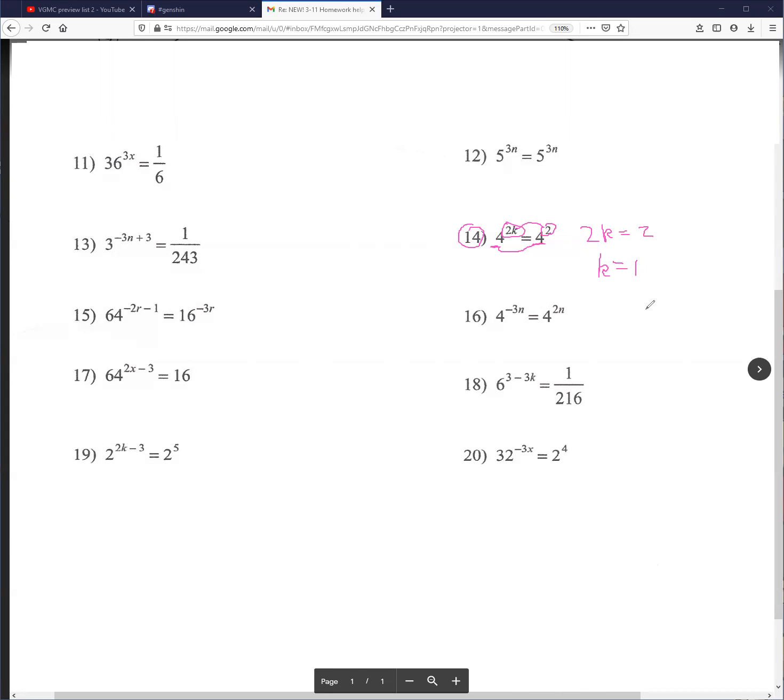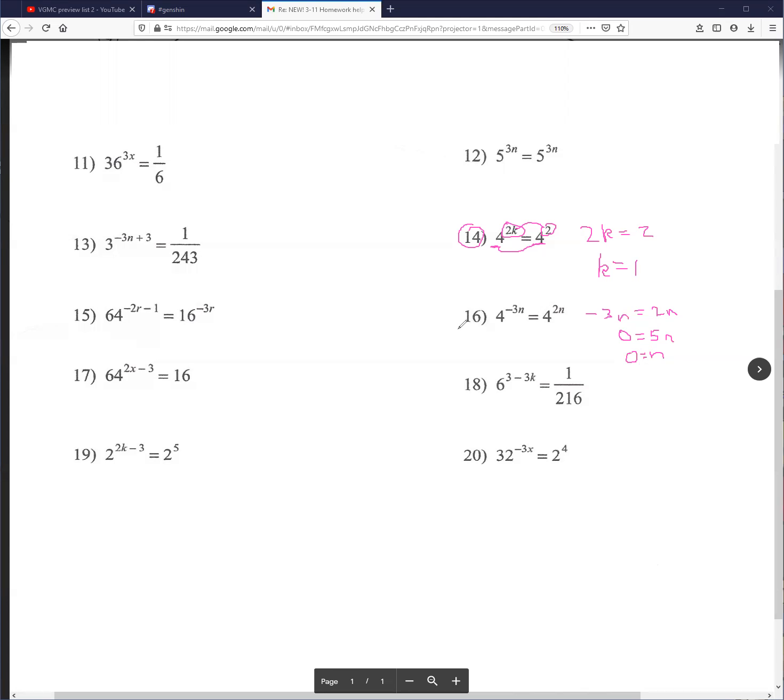We're done. That's it. So if we look at 16, also base 4 on both sides. So if we say the 4 to the stuff equals 4 to the stuff, the stuffs have to match. Therefore, negative 3n equals 2n. This is only going to be true when n equals 0. If you prefer, you can add 3n to both sides and get 0 equals 5n and then divide by 5. But either way, n equals 0 is going to be the only solution for 16.